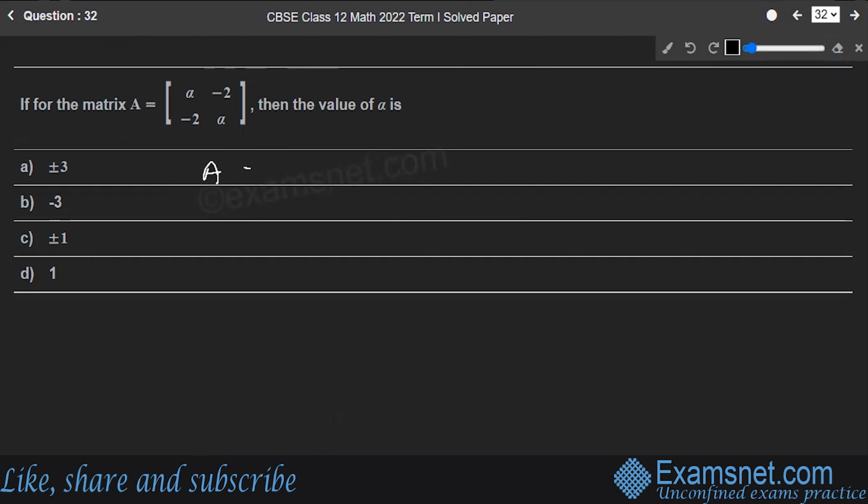This is the A matrix. Let's write first alpha, minus 2, alpha. Let's find the determinant of it. So the determinant is given by alpha square minus, minus, plus, minus 4. This is the determinant of the matrix.